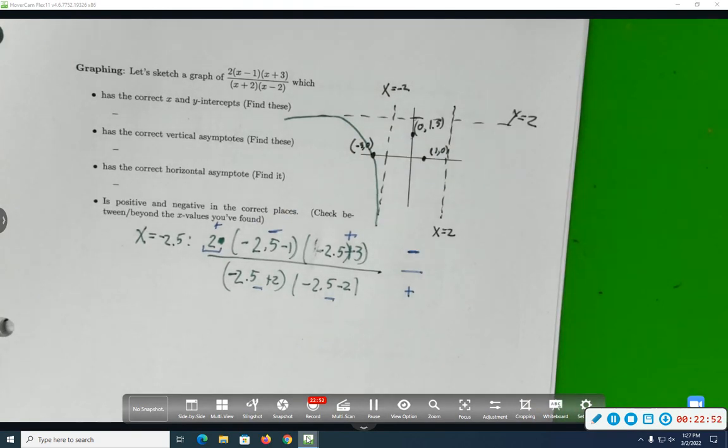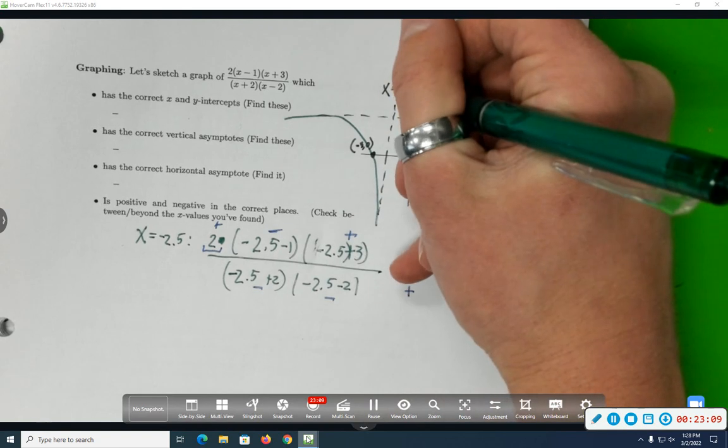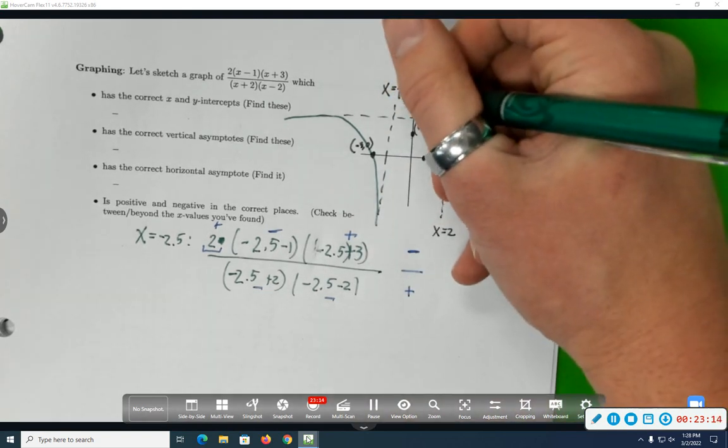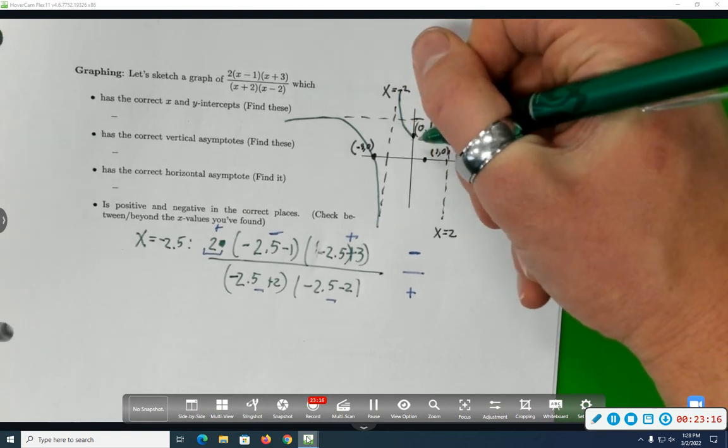People with me so far? So next is between -2 and 1. Have we already checked a sample point between -2 and 1? Positive or negative? Positive. So that means that this vertical asymptote here, it has to be positive. It can't be negative infinity, because that would be negative. It has to make it to that intercept.